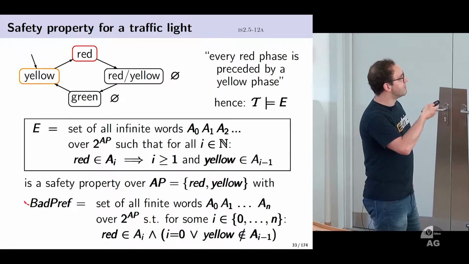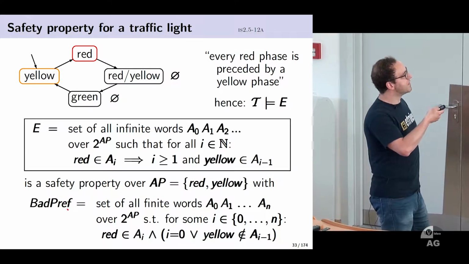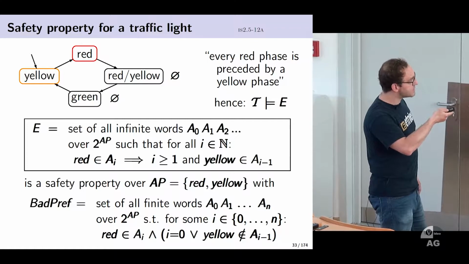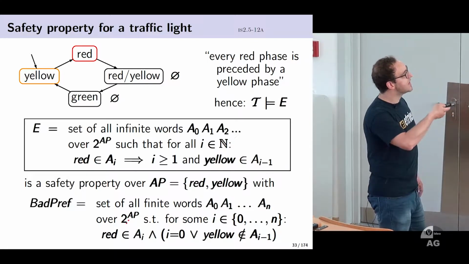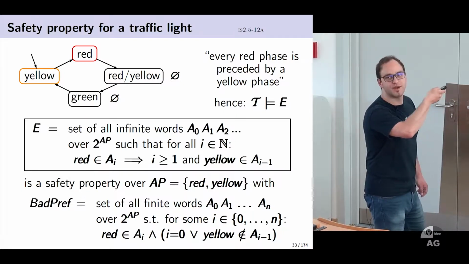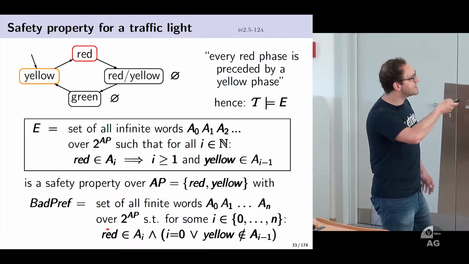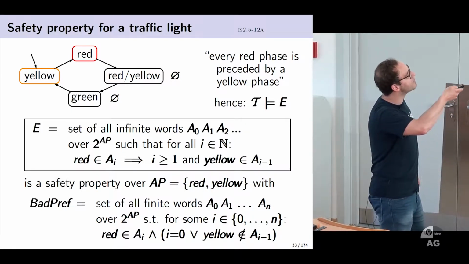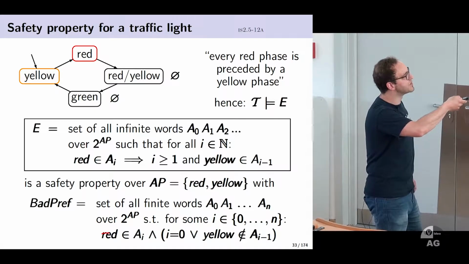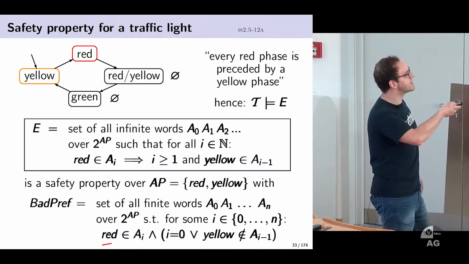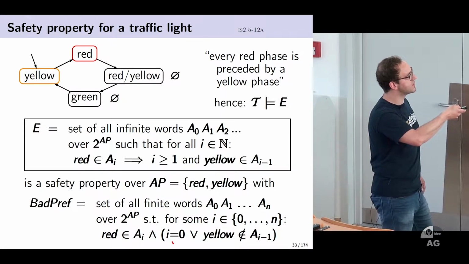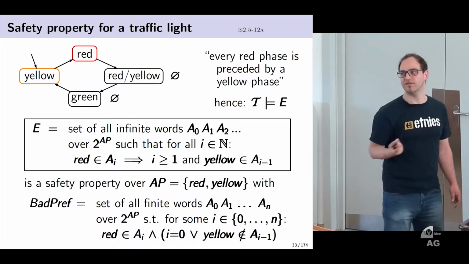Okay, and you can, for example, then write down the bad prefixes of the property, all bad prefixes, and in this case, it's the set of all finite words, so prefixes, finite words, again over sets of atomic propositions, such that for some position, we actually have the negation of the condition up here, intuitively, right? Because it states here that for all positions something holds, and here it says after a finite time, I already have a position where this condition does not hold. So we have red in our labeling, and it was the first time step, which we excluded here, or yellow was not contained in the previous step.